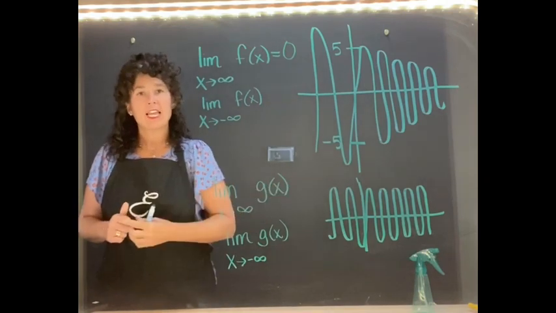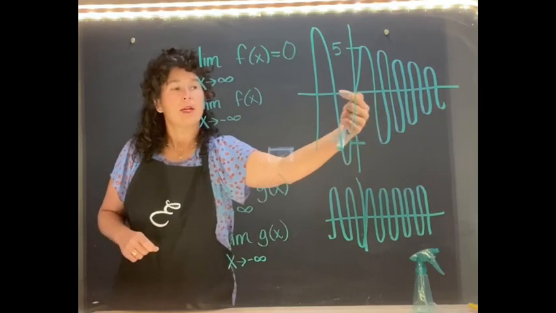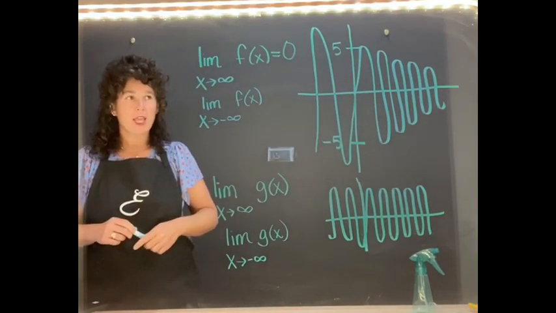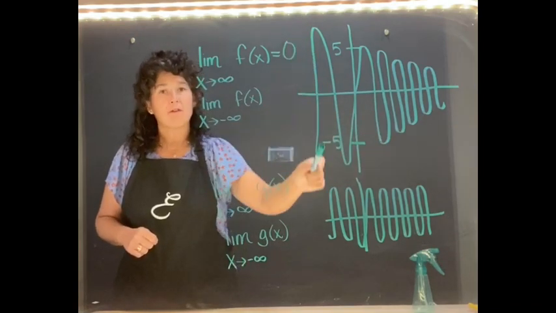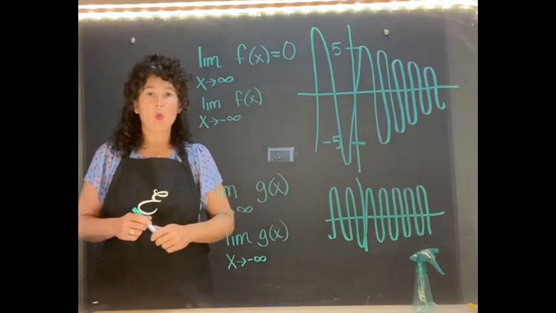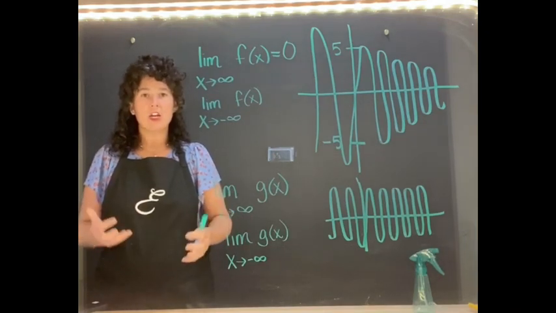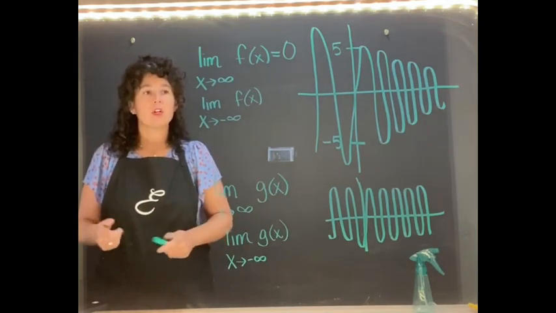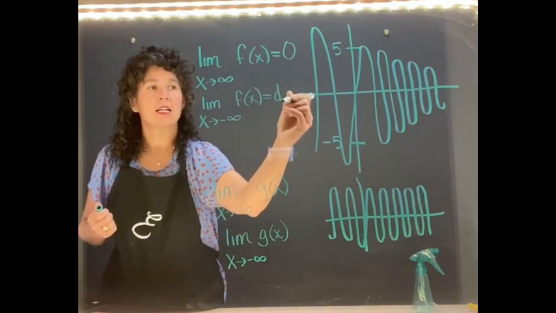Now if I went to negative infinity for this function, well, as I pick values that are more and more negative, we keep getting further and further and further away from the x-axis. So we are never drawing near any specific number. So the answer to this limit would be does not exist.